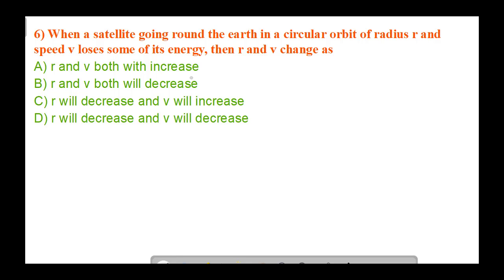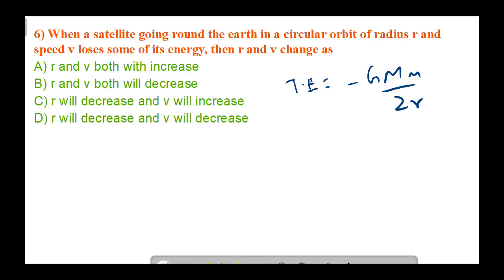Next is question number 6. When a satellite going around the earth in a circular orbit of radius r and speed v loses some of its energy, then r and v change as. So what we are given is, a satellite is moving in a circular orbit of radius r and has some speed. It loses some energy. So what happens to r and v? Now the total energy of a satellite in a particular orbit is given by minus GMm upon 2r.